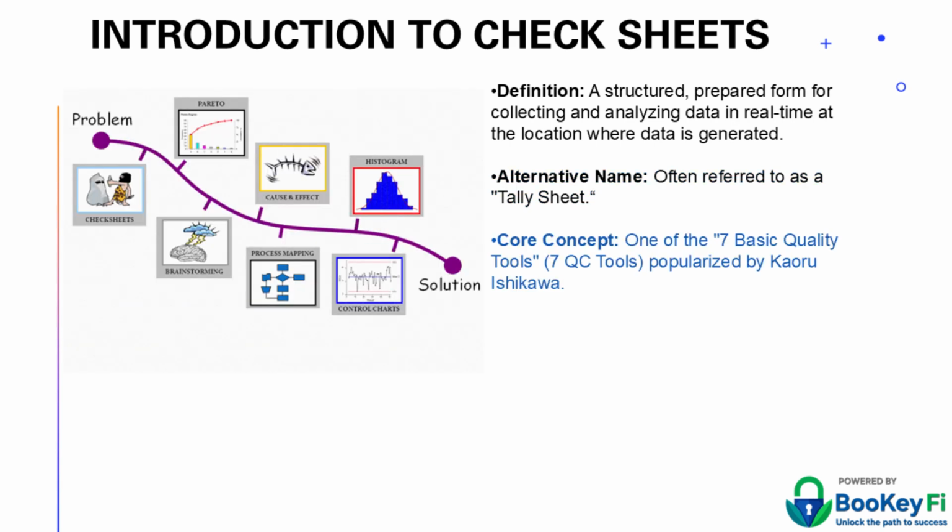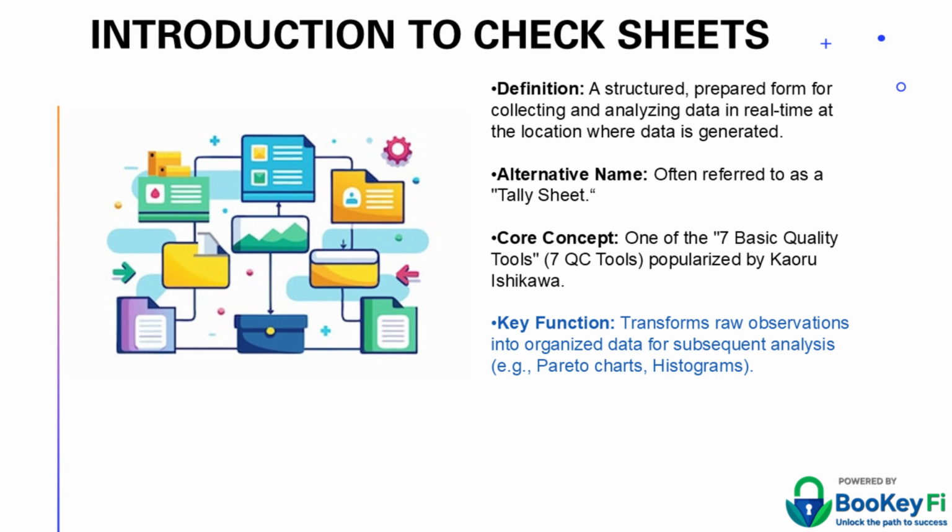One of the 7 basic quality tools, popularized by Kaoru Ishikawa. These tools were selected specifically because they are simple enough for anyone in an organization to use for daily problem solving. Transforms raw observations into organized data for subsequent analysis, example Pareto charts, histograms.